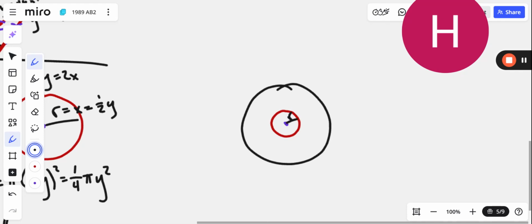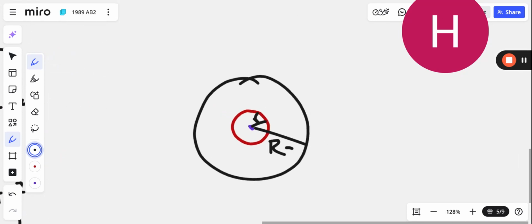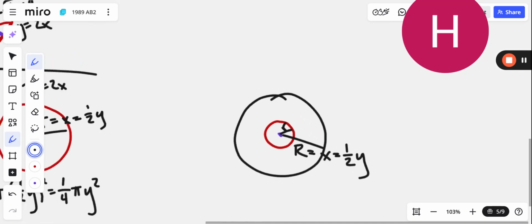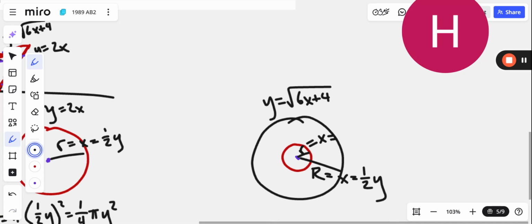So here's our little r, here's our big R. But how do we describe our big R? That's still just 2x, which means in terms of y, it's 1/2 of y. But with this smaller r, we're using the equation y equals square root of 6x plus 4, which means x equals y squared minus 4 all over 6.